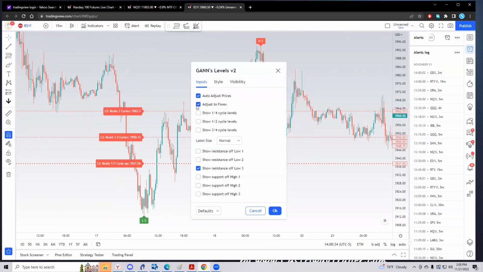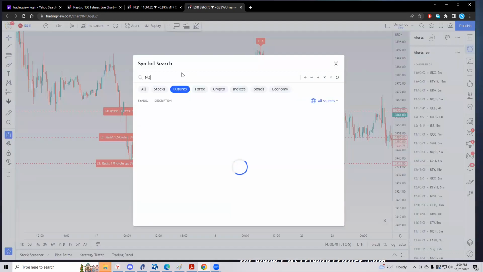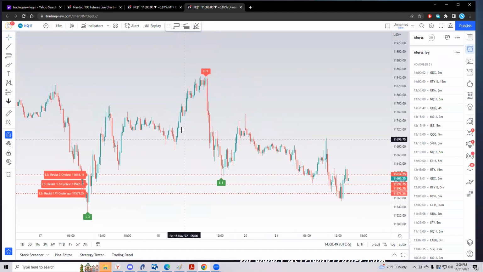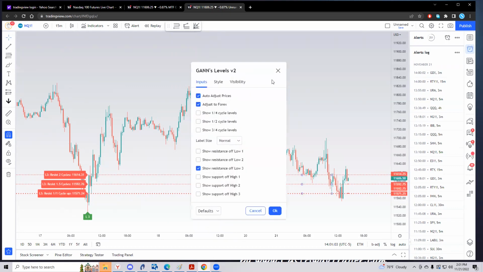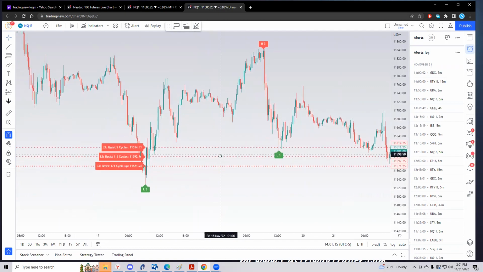You need to activate the adjust to Forex option. Let's see how NQ worked. And what we can get here, look, the same story. We had that major top made last Friday, like a major top for the 15-minute time frame. And if we apply Gann's levels indicator with the adjust to Forex option activated, we can see that 1 cycle down nailed the exact low made this afternoon. I think it's super cool.